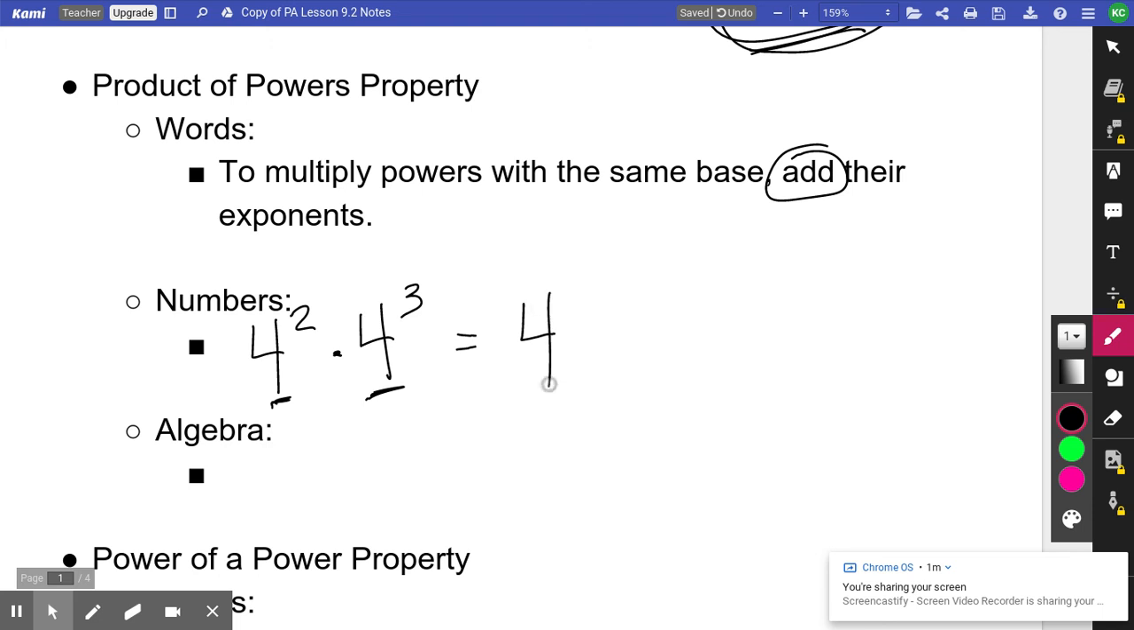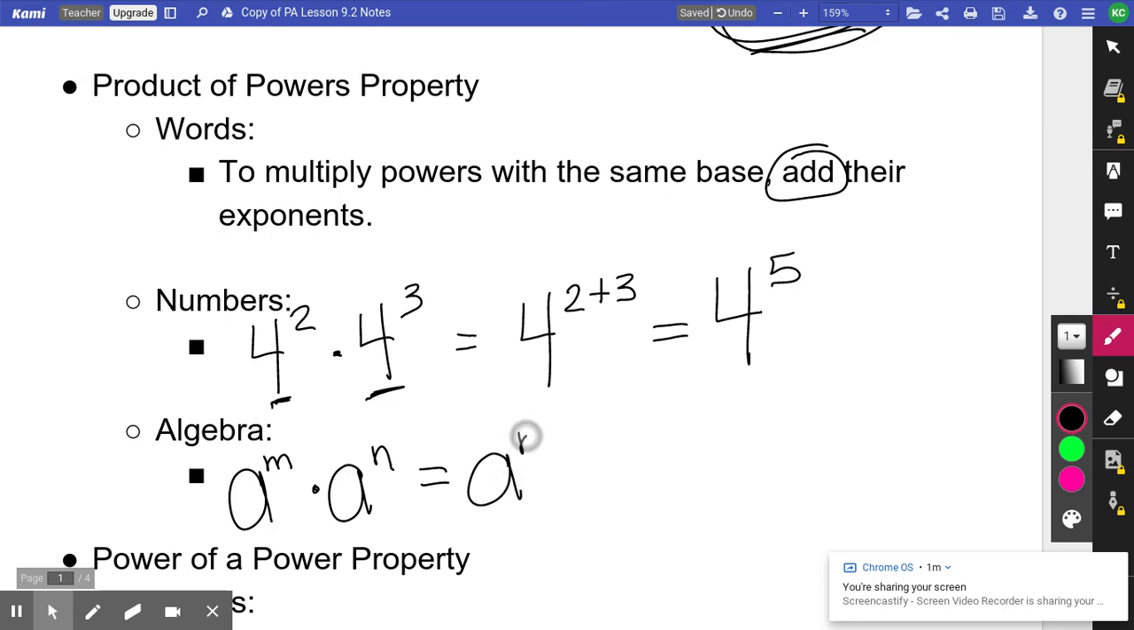So it's going to say 4 to the second plus 3, which is going to give me 4 to the fifth. Okay, if I were to write that algebraically, I would say a to the m power times a to the n power would be a to the m plus n power.